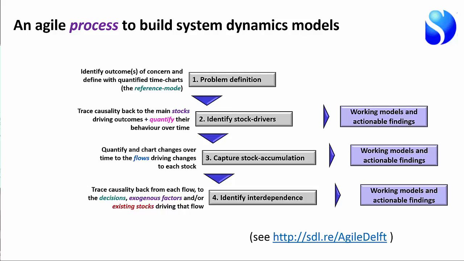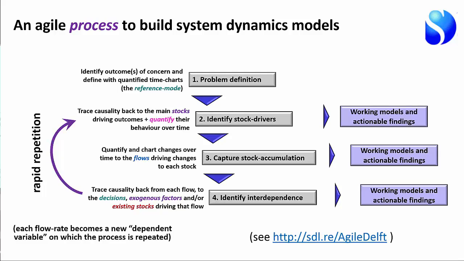Then you trace the causality back, and then you find the interdependence, and again you get a bigger, still working model, and then you just have to go back round that. You don't usually have to go round that cycle more than twice, so you do it 3 times. And that pretty much captures most models.